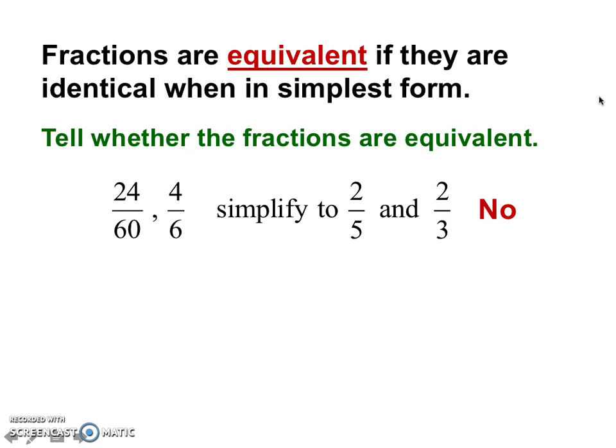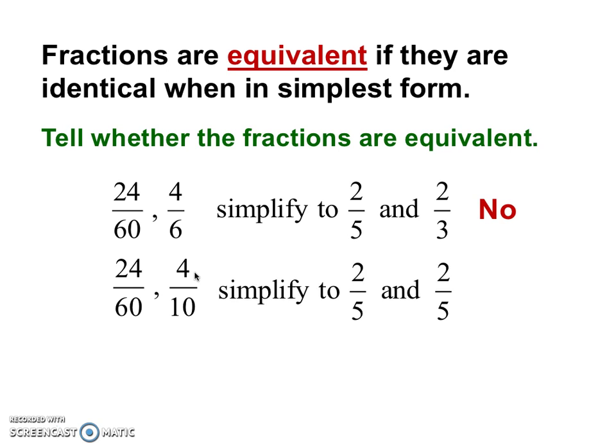No, they're not. They do not have identical simplest forms. Let's look at these two. 24/60, which I just did up above, so I know that simplest form is 2/5, and then 4/10. 4 and 10 are both divisible by 2. 4 divided by 2 gives me 2, and 10 divided by 2 gives me 5. 2/5 and 2/5. Are those equivalent? Yes, they are. All right, let's try another one.